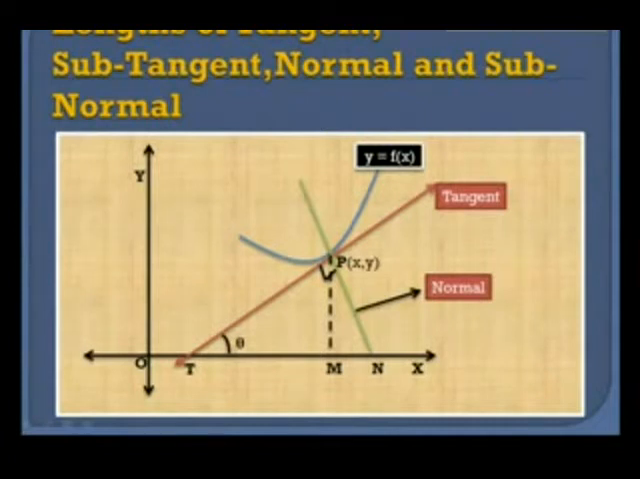Now let us move on to the next part, that is lengths of tangent, subtangent, normal and subnormal. Let us say that this is a curve y equal to f of x. Now let us say that P is any point on this curve with the coordinates x, y. Let us say that this is the tangent at the point P. It intersects the x-axis at the point T and makes an angle of theta with the x-axis. Now we draw a normal at this point x, y, which would be perpendicular to the tangent. Let us say that this is the normal and it intersects the x-axis at the point N. Now we draw a line which is perpendicular to the x-axis from the point P.